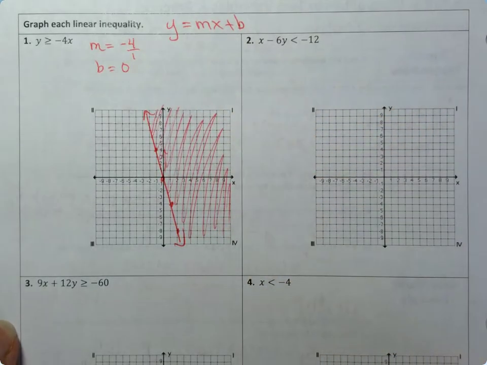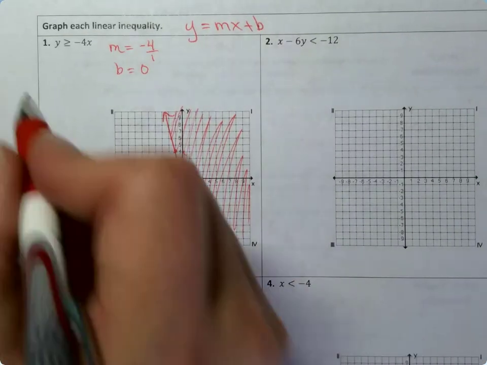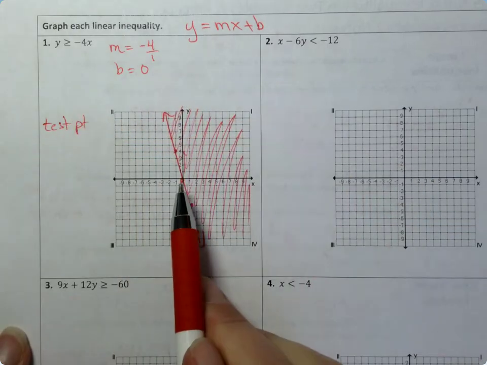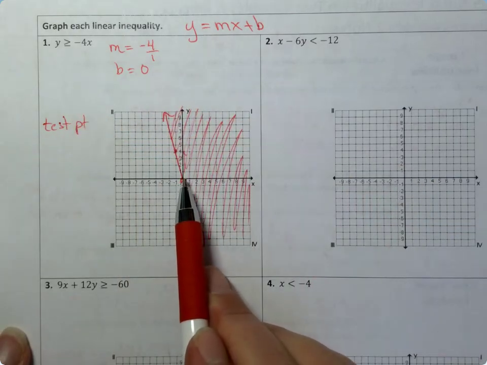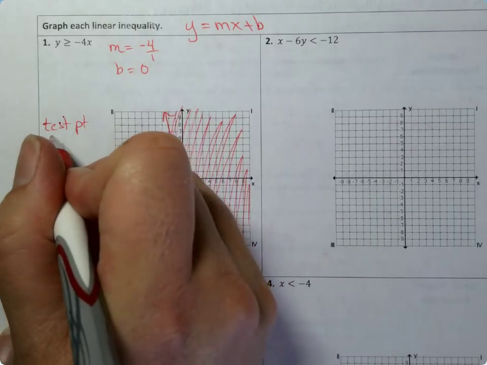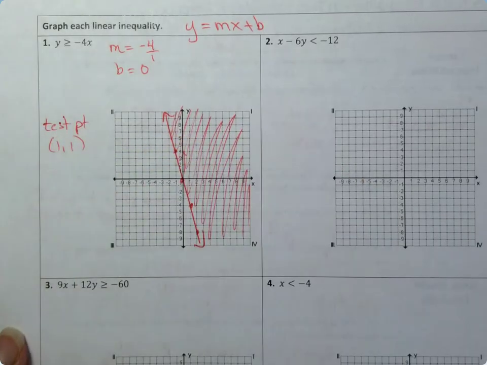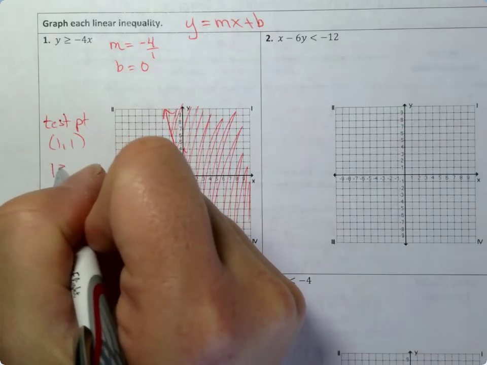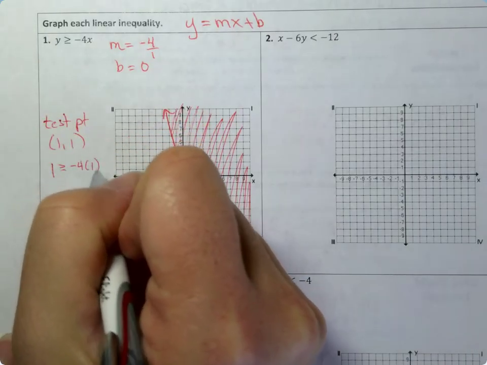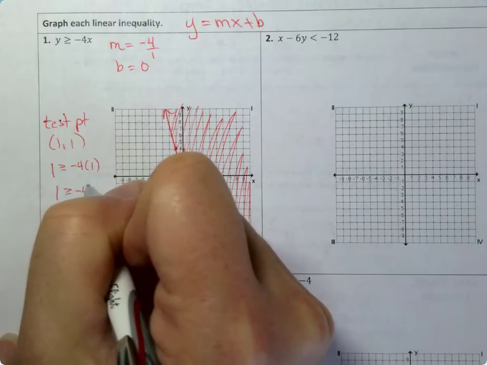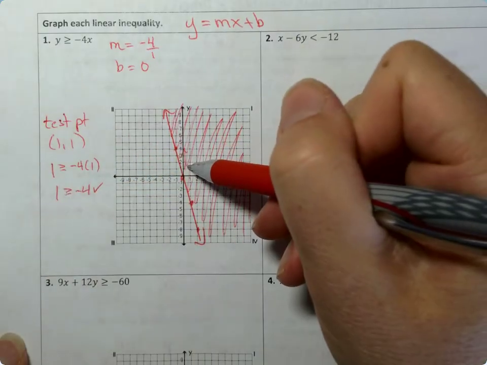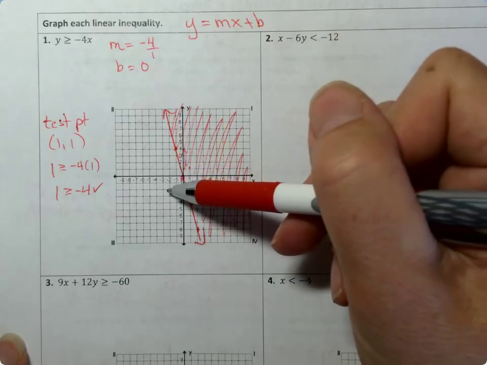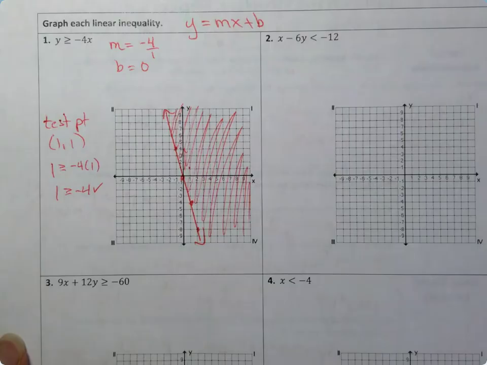Now I'm going to show you a test point just as a quick reminder. The easiest test point to use is 0, 0. I can't use it if it's on my line, so let's just pick 1, 1. You don't have to use a test point unless you need it to check your shading. If I put 1 in there, is it greater than or equal to -4 times 1? Yes, 1 is greater than or equal to -4. So if my 1, 1 works, then everything gets shaded. If I picked a point down here, it'd be false, so I shade the opposite side.